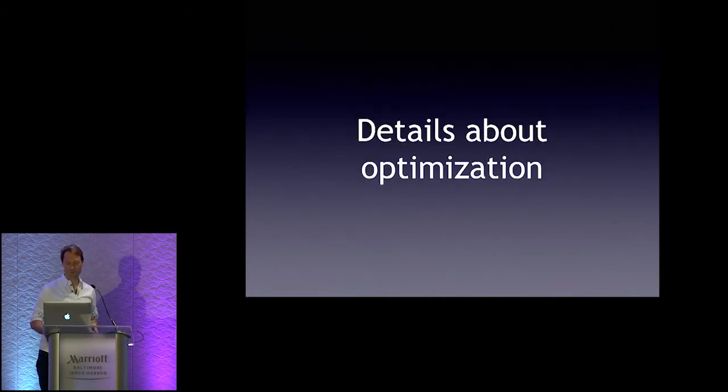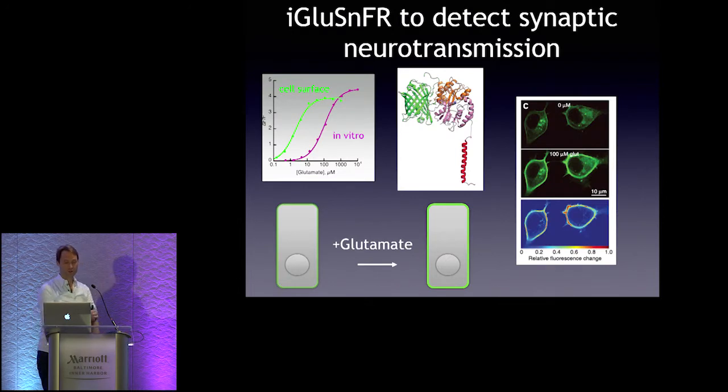Okay, in a longer talk, I tell you a lot more about the details of protein engineering, but we're just going to skip that for now. And so we made a sensor that works great as a soluble protein when it's expressed in bacteria, but most neuroscientists would care not about soluble glutamate, but rather they want to know how much is released at the synapse.